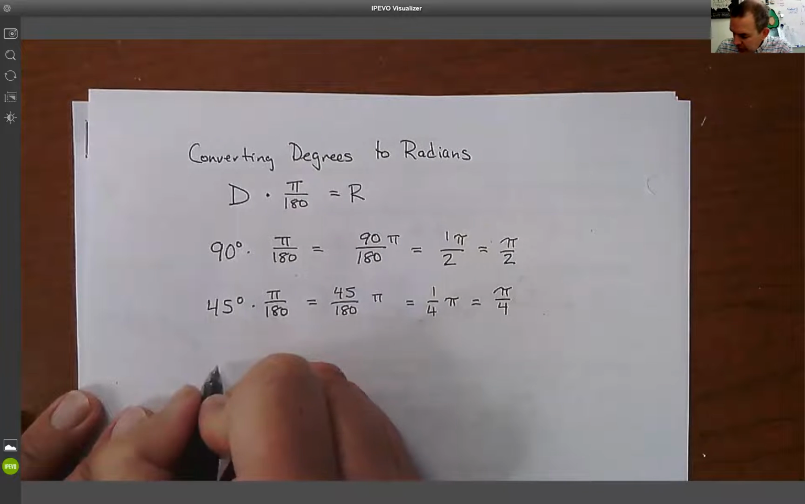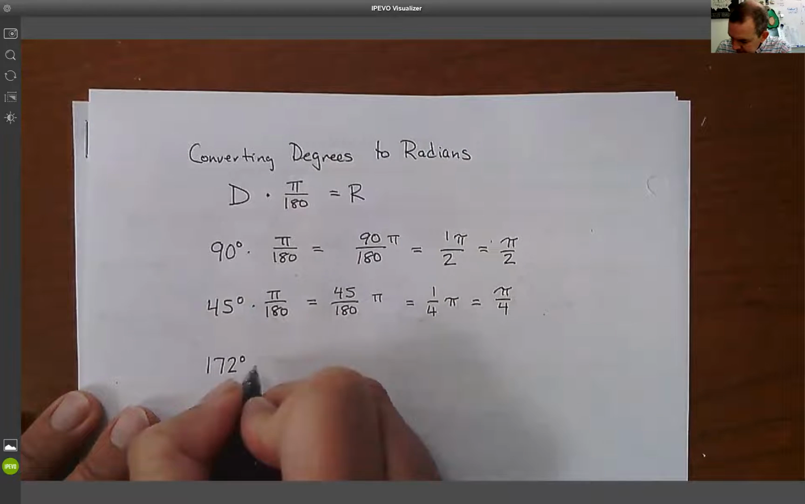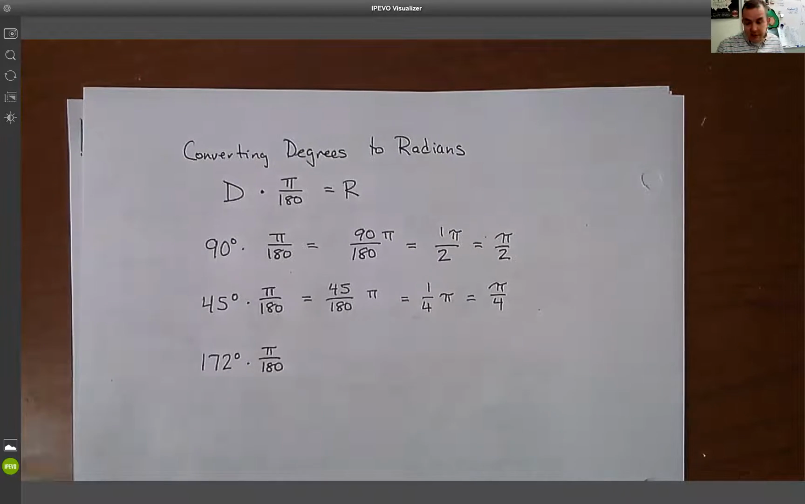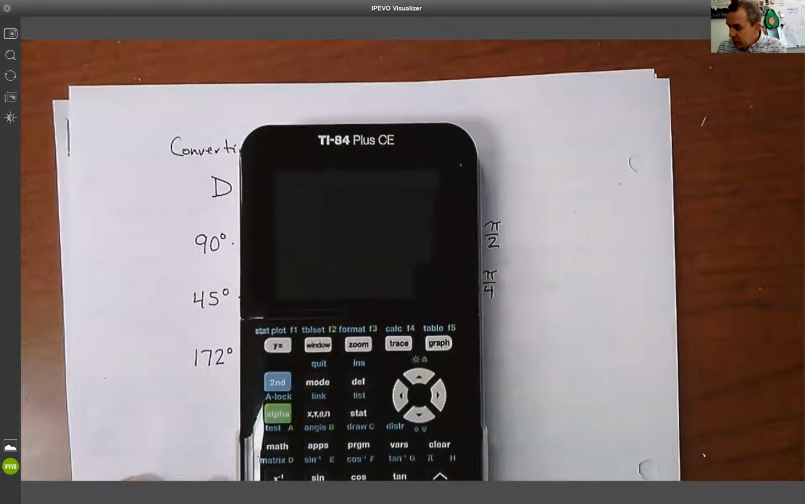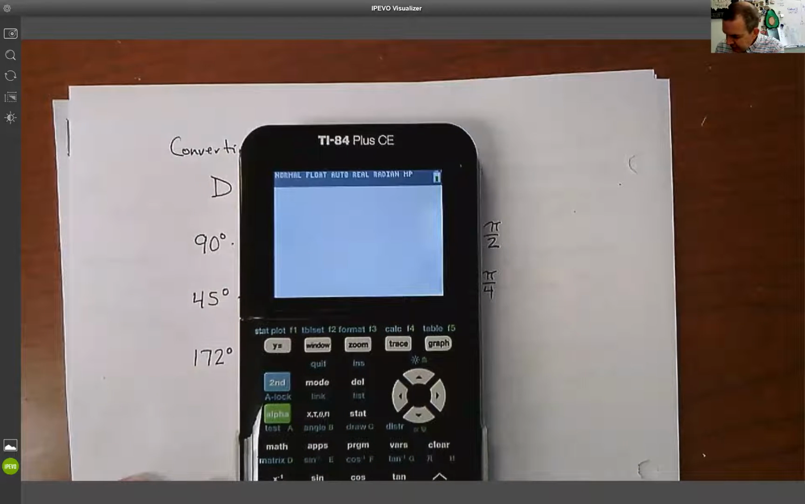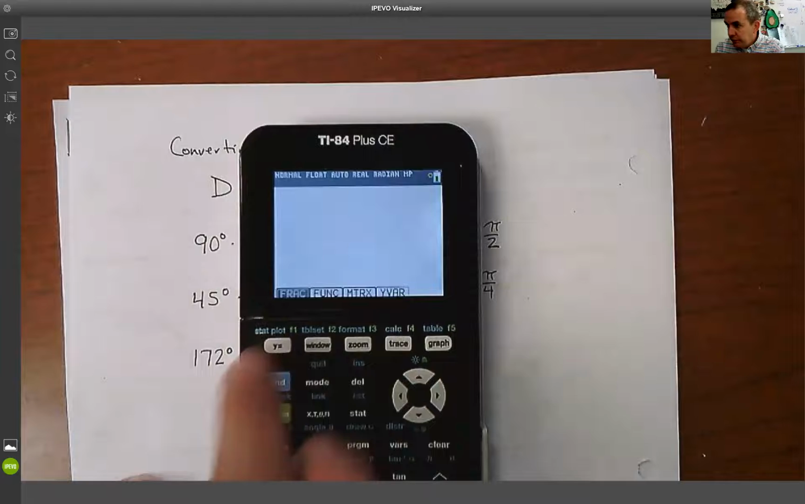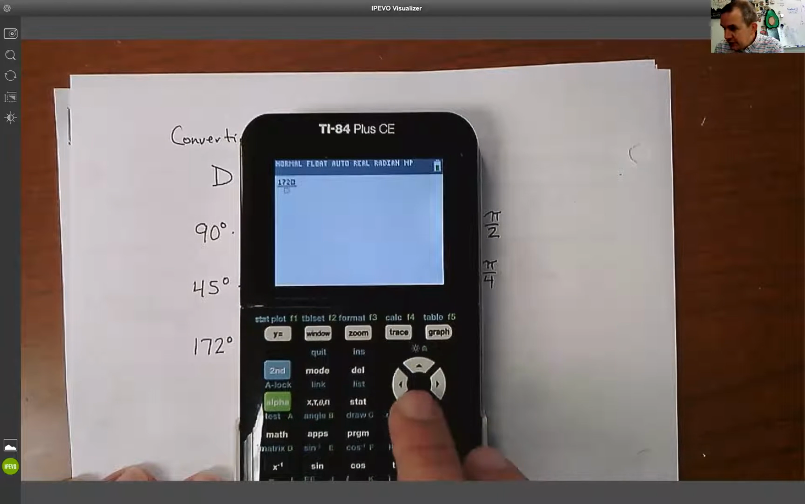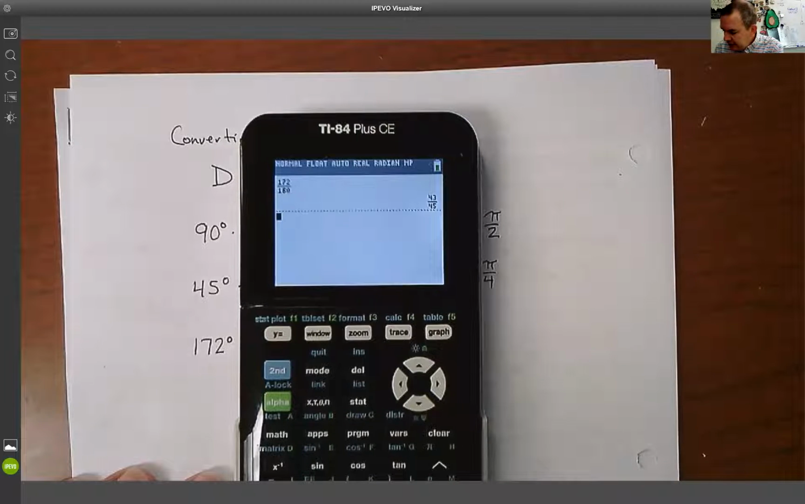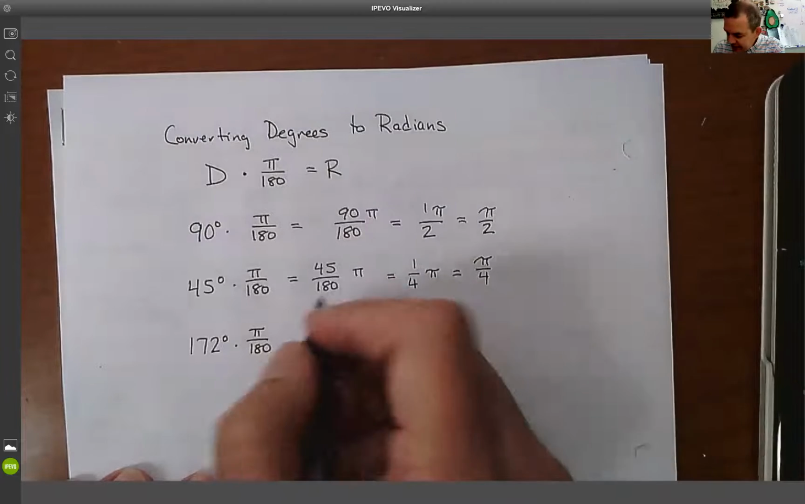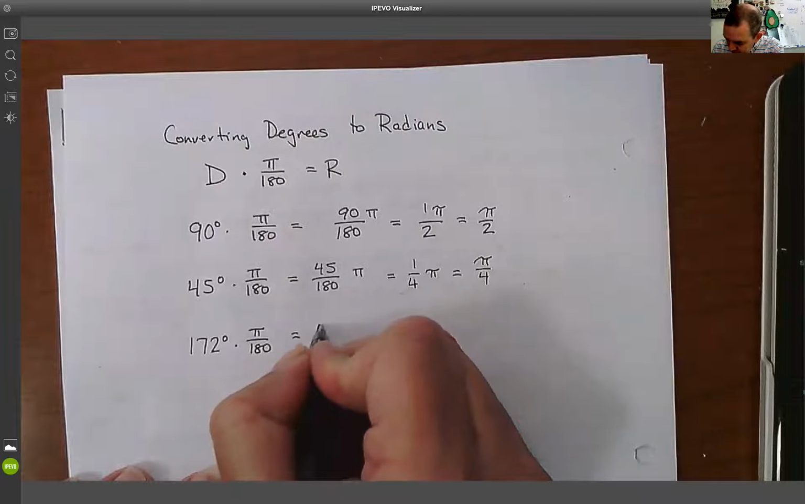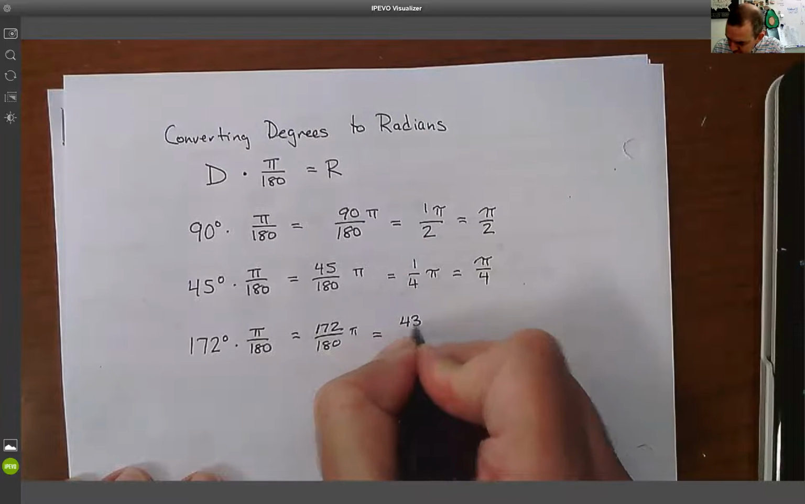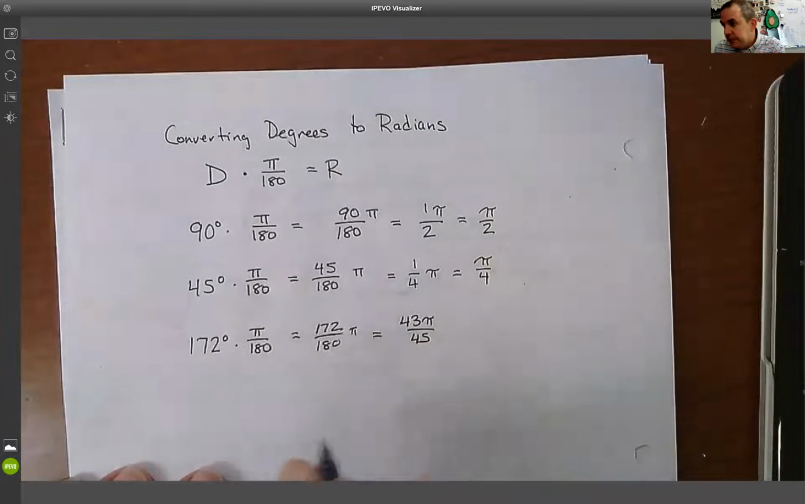Now let's make a more complicated one. Let's say we got 172 times pi over 180. Again, it's a calculator thing. I don't expect you to be able to do this in your head. So you're going to go ahead and say alpha, y equals, enter, and you're going to put in your fraction, so 172 divided by 180. And that's going to give me 45ths. So instead of 172 over 180 pi, my calculator told me that was 43 pi over 45. And that's how we're going to do it.